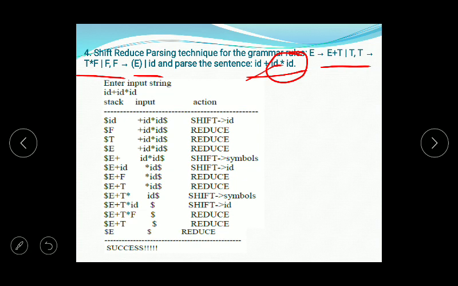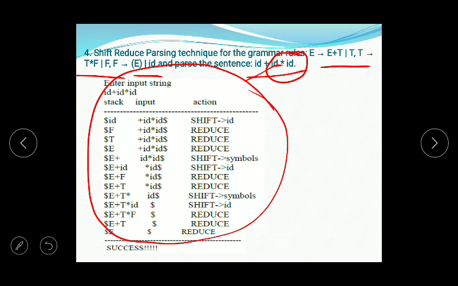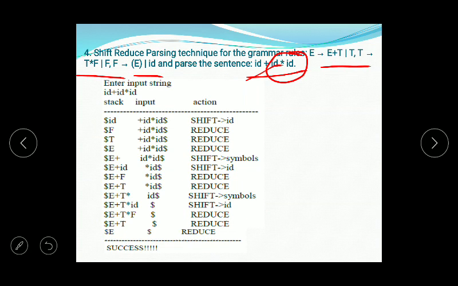Here, let me explain how this works. This is our expected output, which is having three columns like this: stack, input and action. First we have to enter the input string, that is ID plus ID star ID. Initially let us assume the stack as just a dollar. Okay, dollar means bottom of the stack. Input is ID plus ID star ID, no?